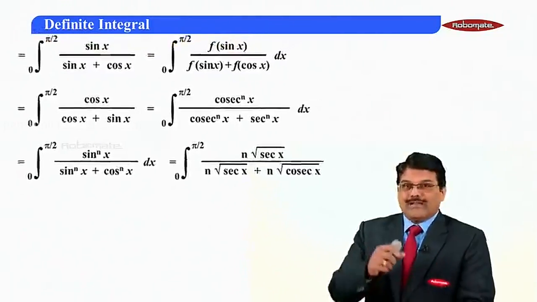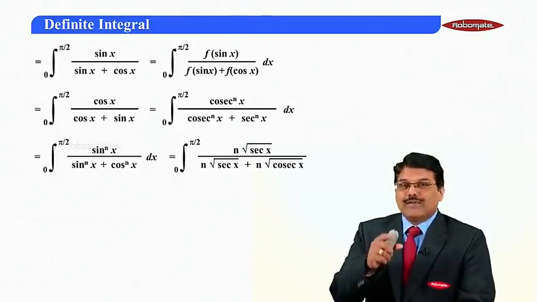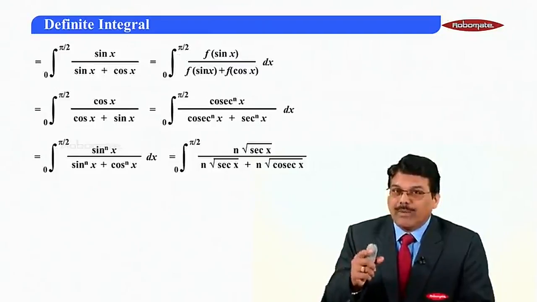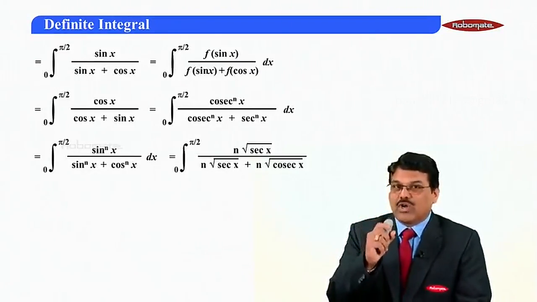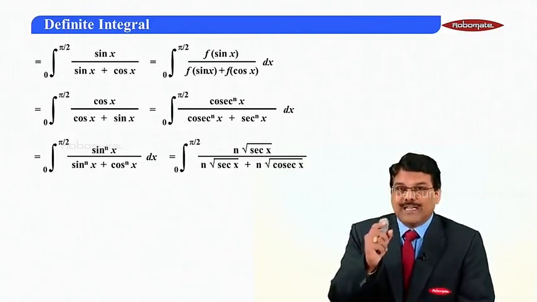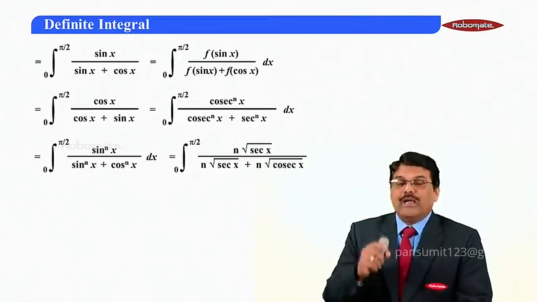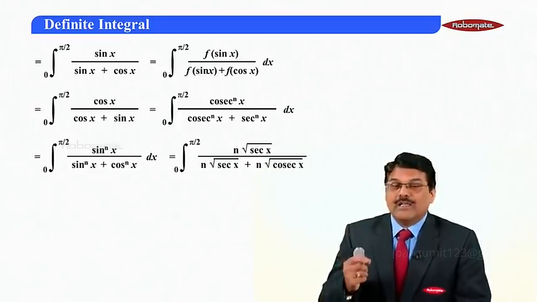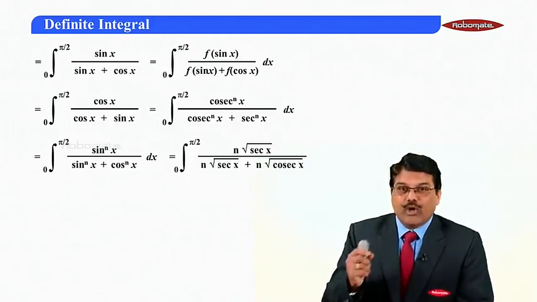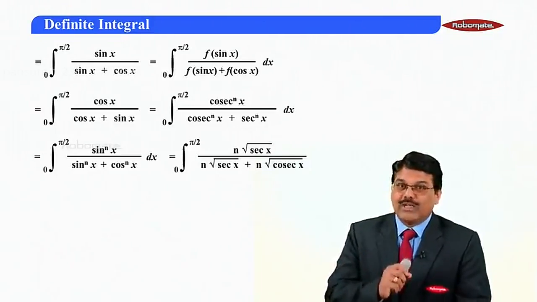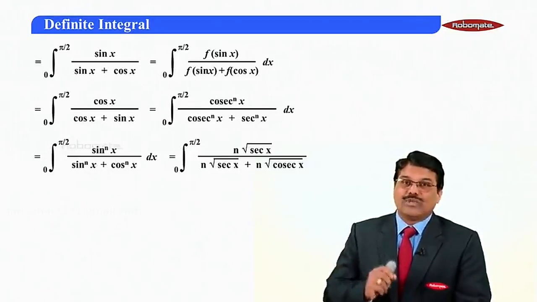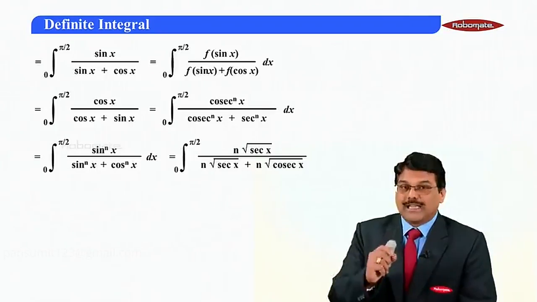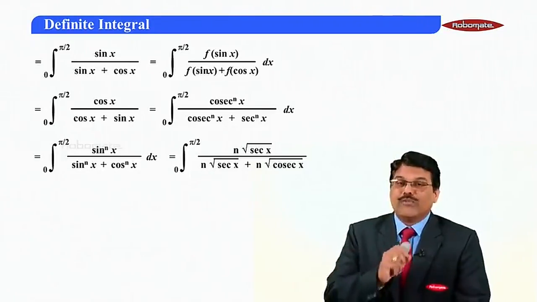Now look at that. Students, whenever this type of integrals are there, integration goes from 0 to pi by 2 for all of them, and look at the terms sin x upon sin x plus cos x, or f of sin x upon f of sin x plus f of cos x, or cos x upon cos x plus sin x, cosec x raised to n upon cosec x raised to n plus sec x raised to n, or sin x raised to n upon sin x raised to n plus cos x raised to n. And one more, nth root of sec x upon nth root of sec x plus nth root of cosec x.